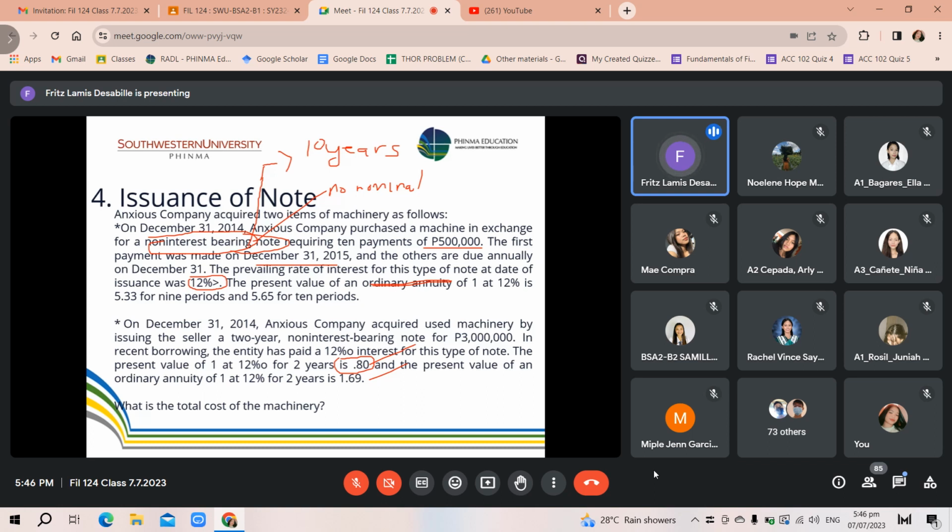When he used PV of annuity, guys, instead of PV of 1 or the PV of annuity due, what was the reason? He just used PV of annuity right away. What was the reason?